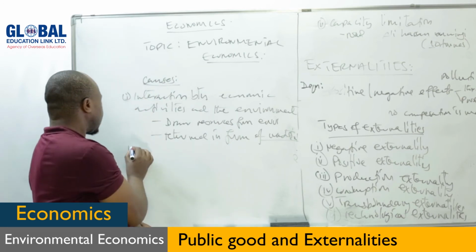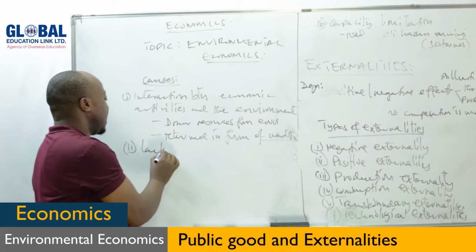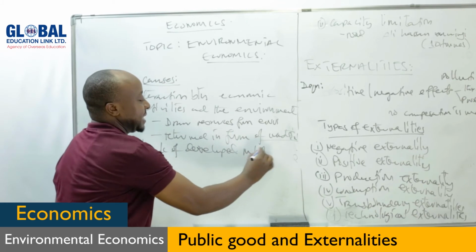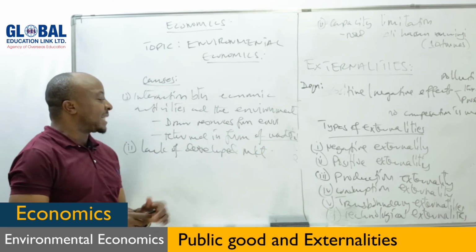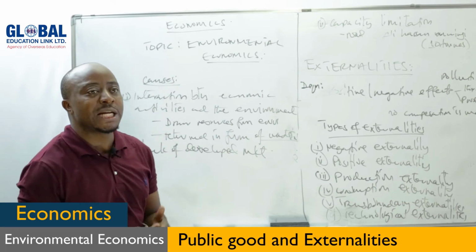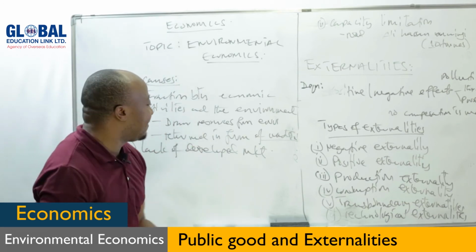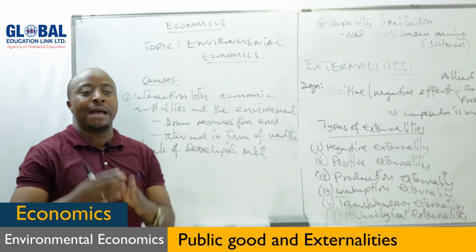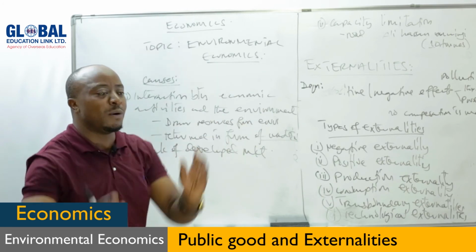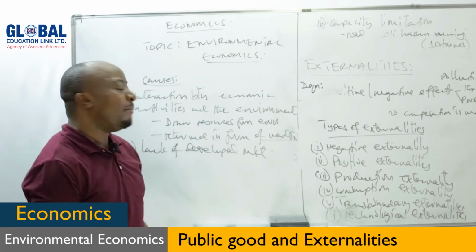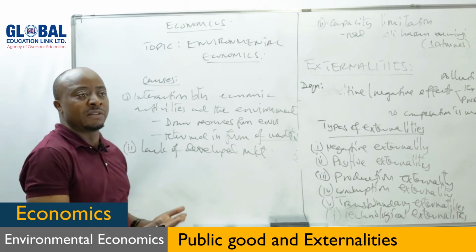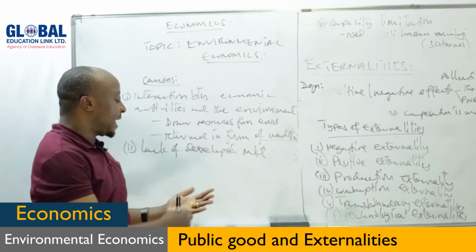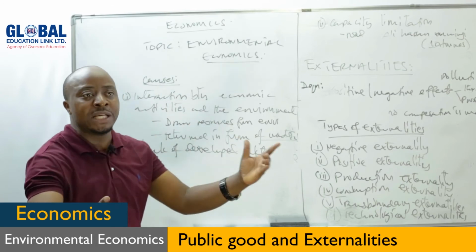The second cause is the so-called lack of developed market. When we say lack of developed market, it means some environmental resources do not have enough market, or they have not developed into a market. For example, we have a market for common goods like beans, meat, rice, vegetables. We can have a market for those goods. But we don't have a clear market for some environmental resources. For example, we don't have a clear market for air, for land, or for other environmental resources, including even water bodies like seas.